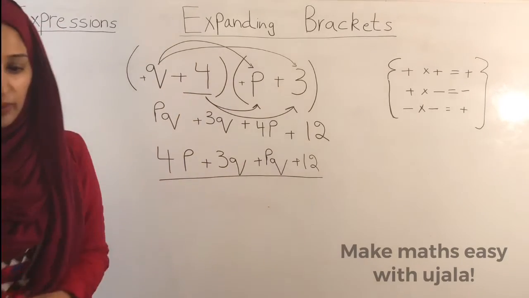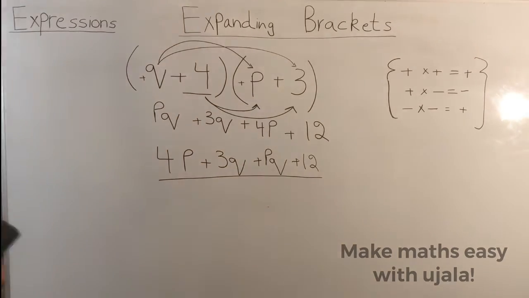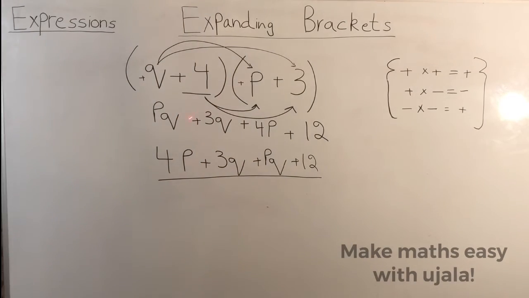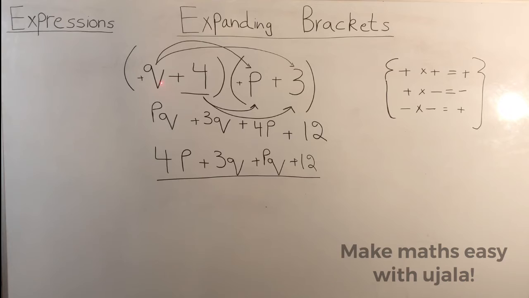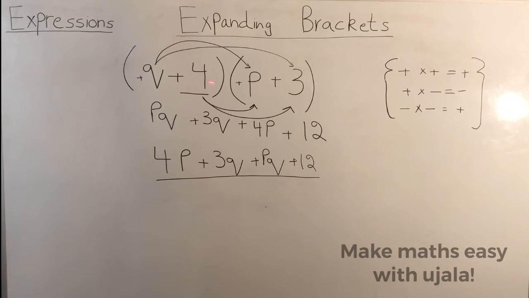So I'm going to explain it one more time. Q plus 4 is next to the next bracket, P plus 3. We are going to multiply everything in this bracket with everything in the second bracket. So Q is going to be multiplied with P and 3, and then 4 will be multiplied with P and 3.